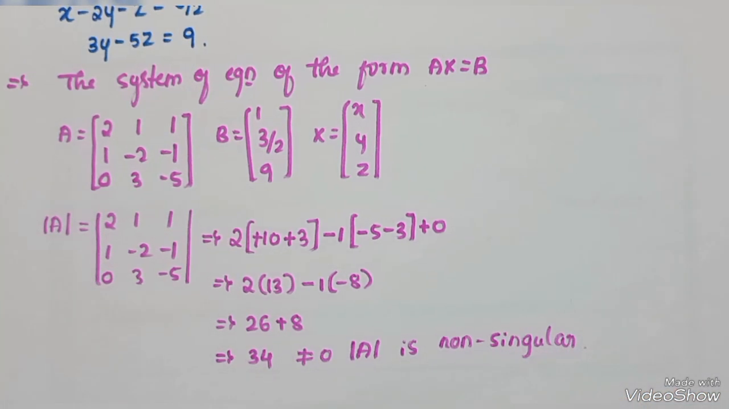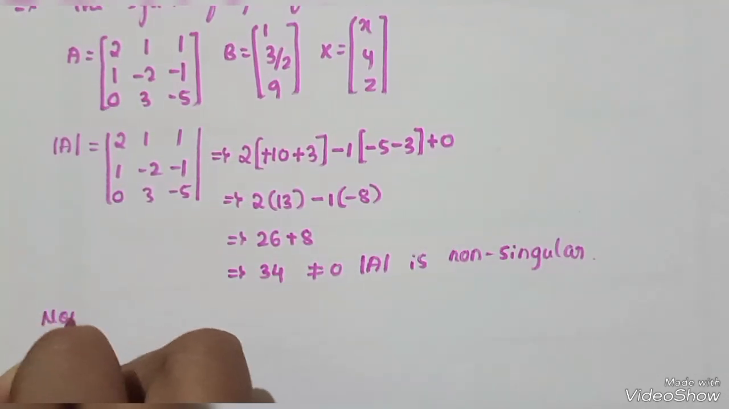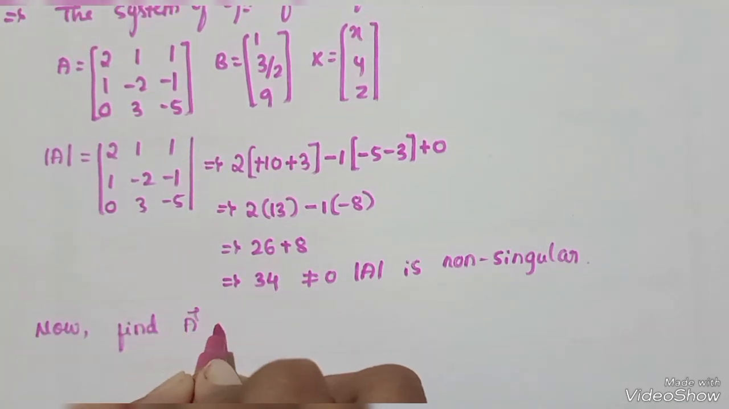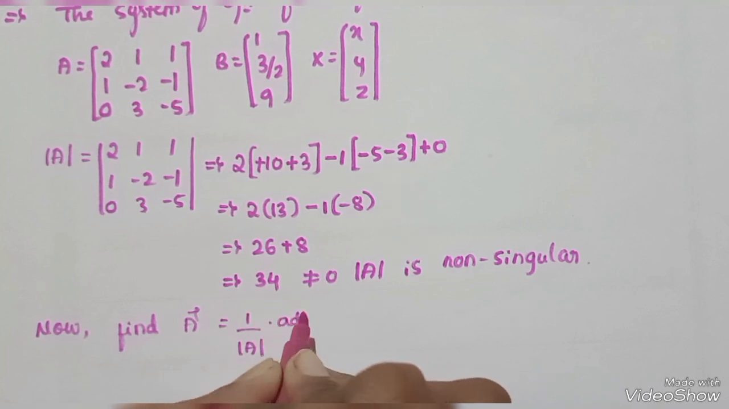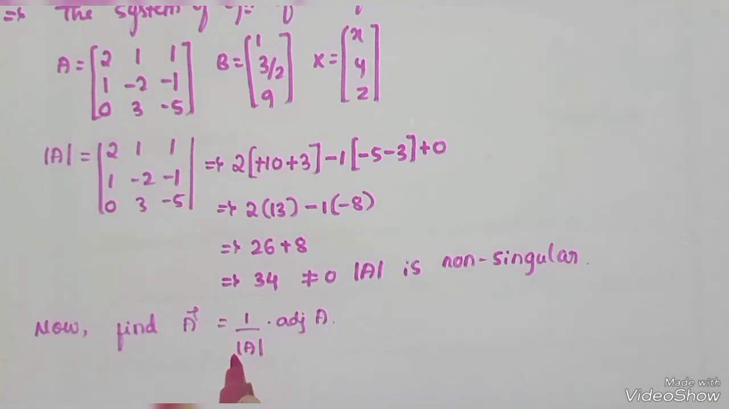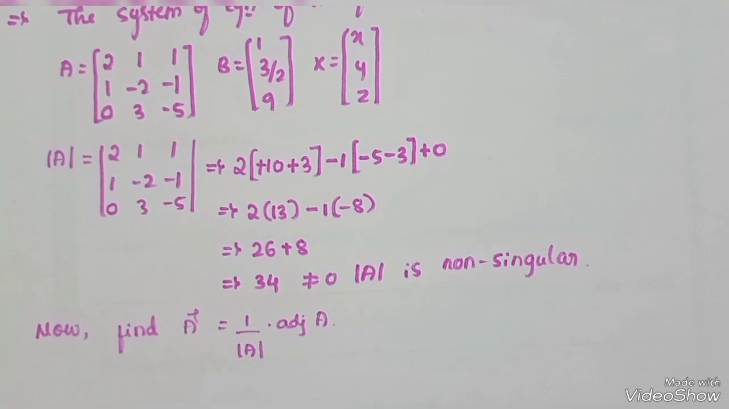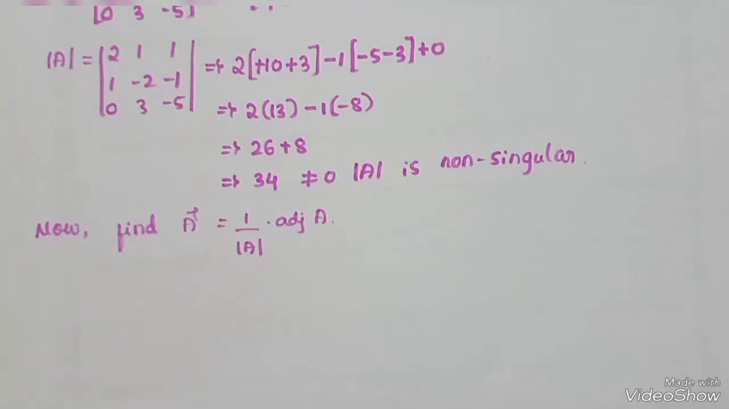Now we have to find A inverse using 1 divided by determinant of A into adjoint of A. We already know the determinant value. Now we have to find the adjoint of A. Adjoint of A means the transpose of the cofactor matrix. Before going to the cofactor, we have to find the minor.